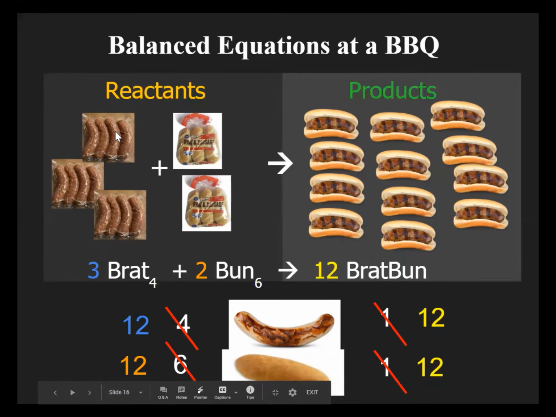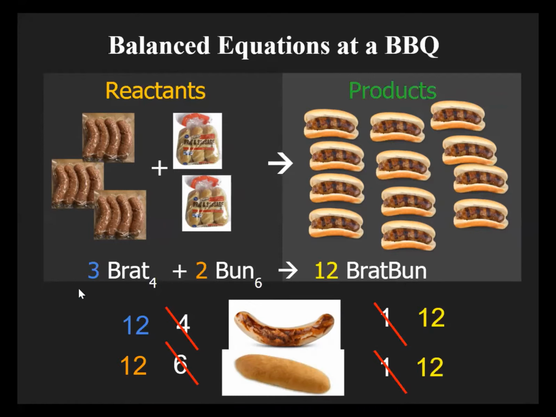But if I take 3 brat packages, we've got a brat 4, a brat 4, a brat 4, and we take 3 of them, we have a total of 12 brats on this side of the equation. And if I take 2 packages of buns, you see this number is the number of packages of buns. I didn't change this number. The buns still come in packs of 6. The brats still come in packs of 4.